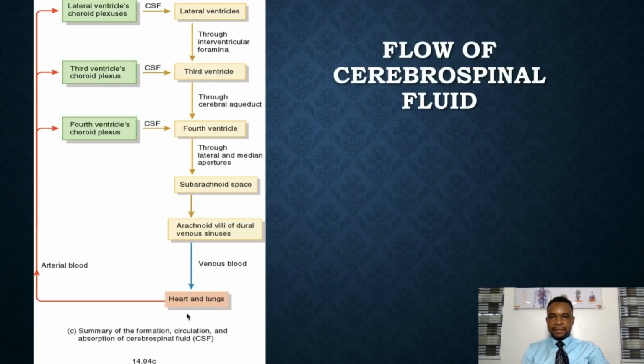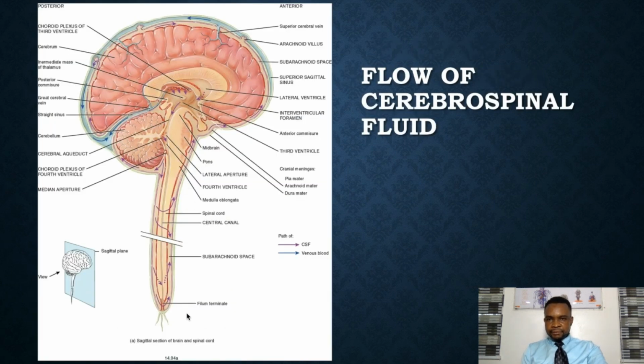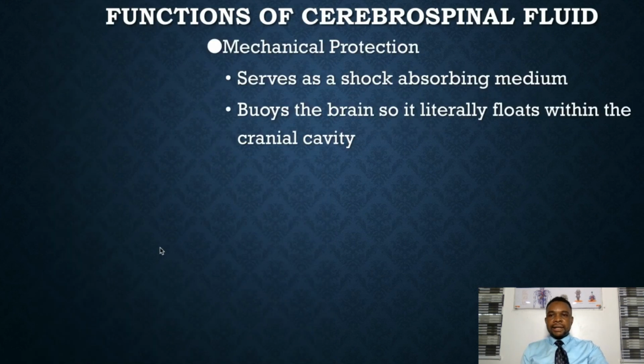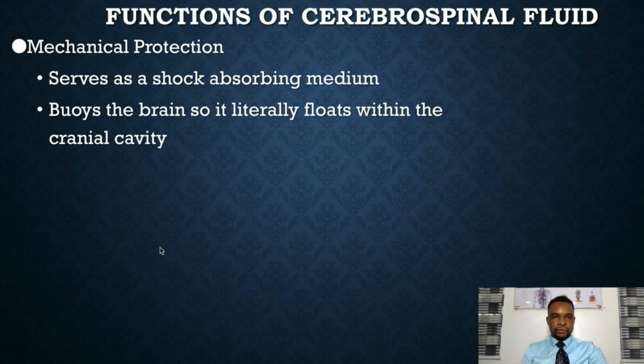To keep the brain in a better, healthy state, once this cerebrospinal fluid is secreted in the choroid plexus, it flows down from the lateral ventricles to the third ventricle, to the fourth ventricle, to the subarachnoid spaces, to the arachnoid villi and the dural venous system. You can see this structure showing the flow of the cerebrospinal fluid from the brain to the spinal cord.